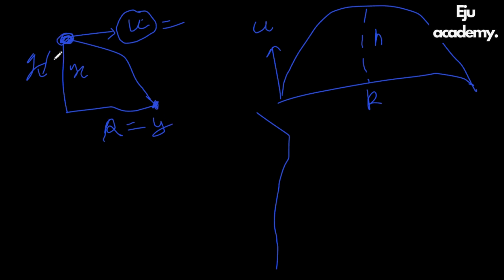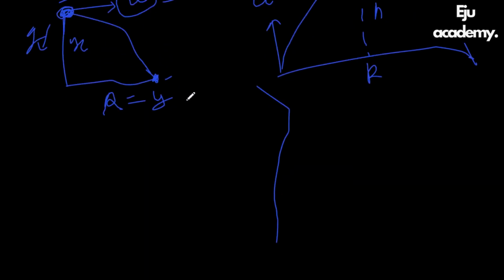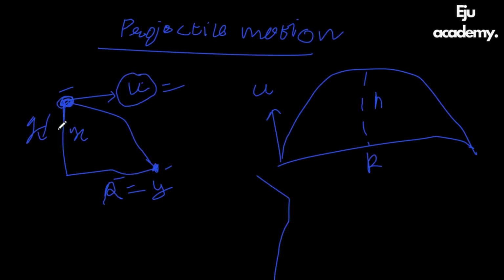The amount of distance traveled from its initial position, which is this one, till this one, is known as R. If we drop the object on the ground rather than in the air, the distance from ground level to the point where it dropped is known as R.